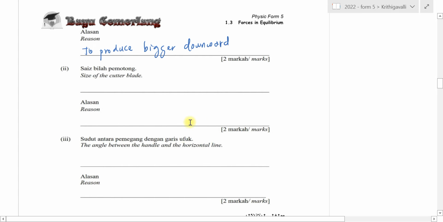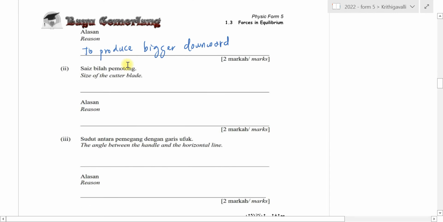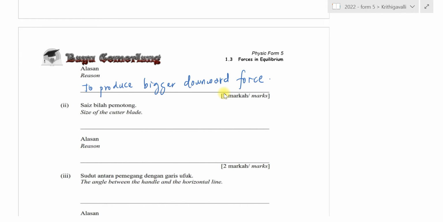And always when you are answering this type of question, your main concern is to cut the grass effectively. So don't ever write "cut the grass effectively" into any of the reasons. That is the ultimate goal. You must think of something else for the reason: to produce bigger downward force. The size of the cutter blade definitely should be bigger. So why must it be bigger? It can cut a large amount of grass. That's what we call effective.